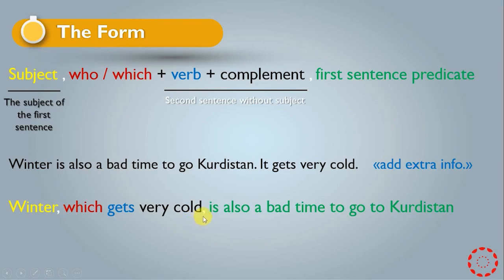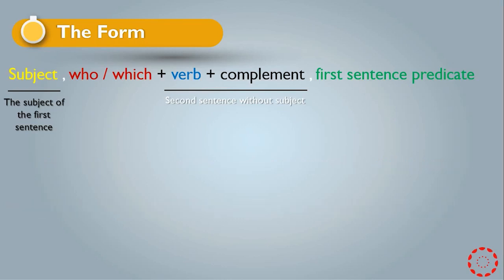After "very cold," we have to use another comma. Okay, and the rest of the first sentence, which is also a bad time to go to Kurdistan. So the sentence became: Winter, which gets very cold, is also a bad time to go to Kurdistan.